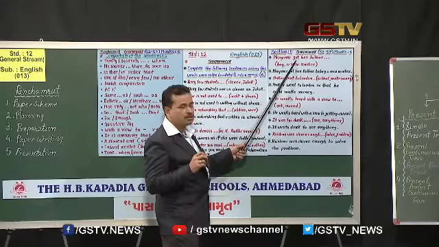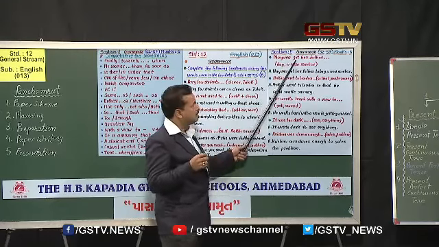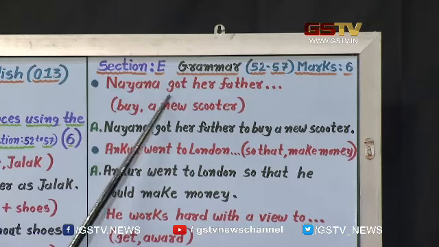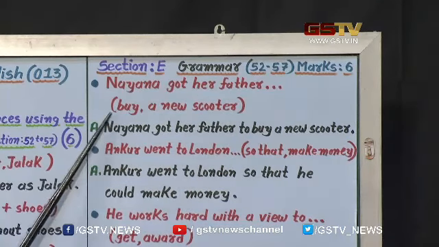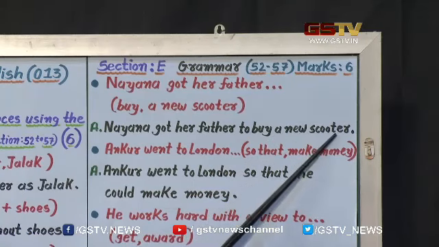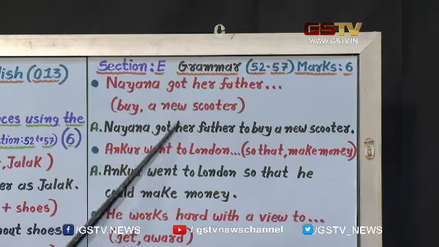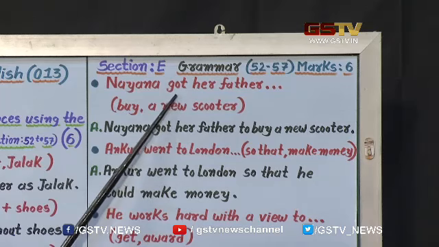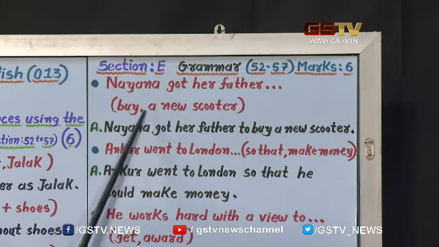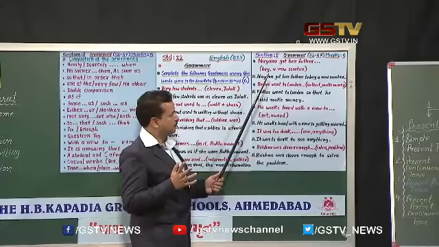If you are getting get, got, getting, whatever form, then you have to complete the very sentence by using to plus verb. Naina got her father, you have to use to. Naina got her father to buy a new scooter. There is a rule. If it is get, then you have to complete by using to buy. Once again, I would like to revise. It is very important. Get, make and have. There are three causative verbs and they are asked in the board examinations repeatedly.